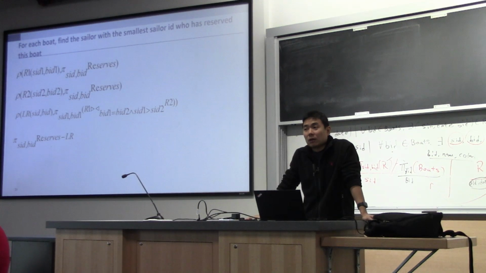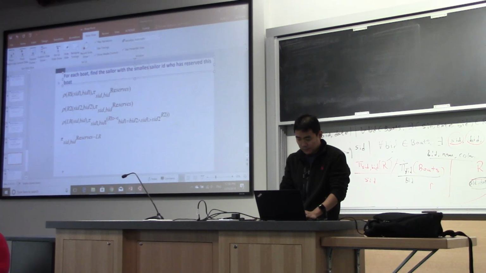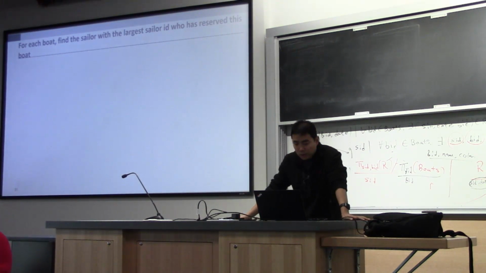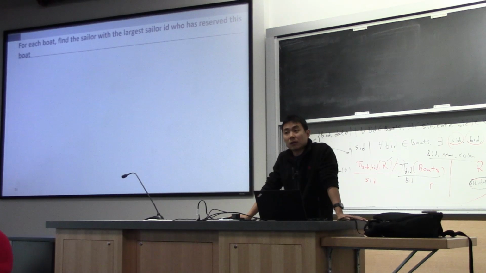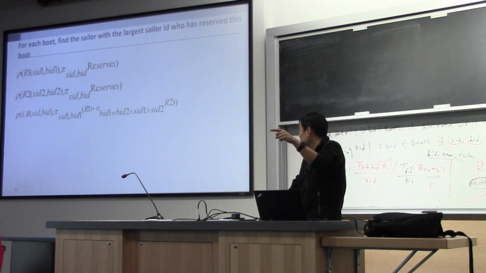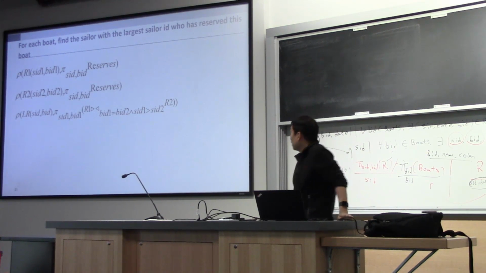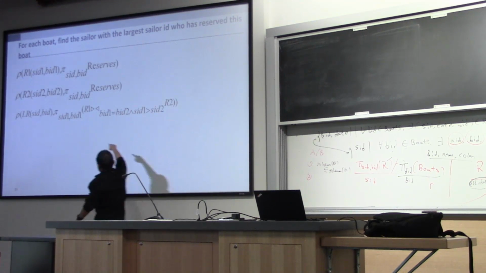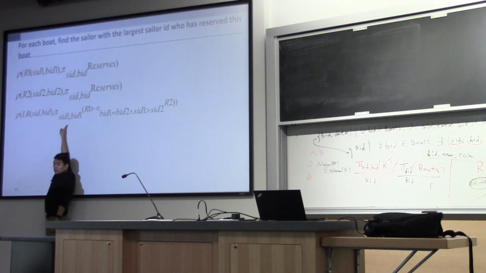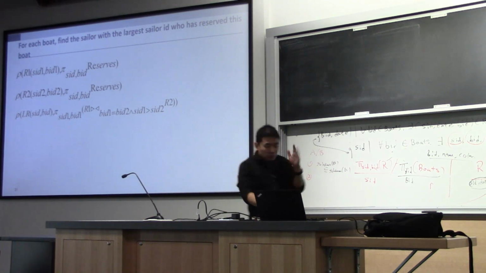Okay? Now I change this query a little bit. Okay, how would you change the query to answer this? What changes do you have to make? Go ahead. Yes. Flip the greater than, or put out sailor ID 2. Instead of putting out sailor ID 1, you put out sailor ID 2. Okay? The rest stays the same.